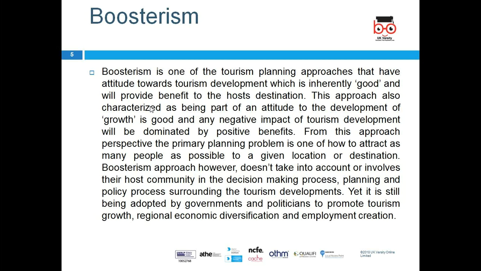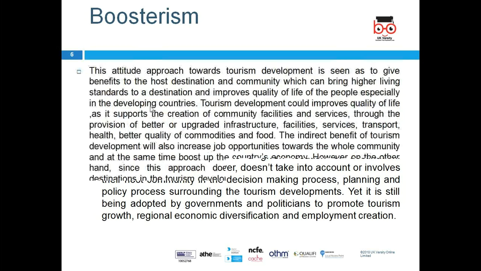The primary planning problem is how to attract many people as a positive to a given location or destination. The boost tourism approach doesn't take into account involving the host community in the decision making process, planning, and the policy process surrounding tourism development. Yet it is still being adopted by governments and politicians to promote tourism growth, regional economic diversification, and employment creation.